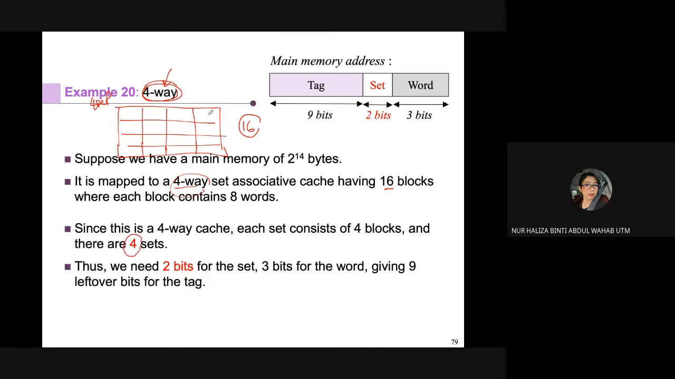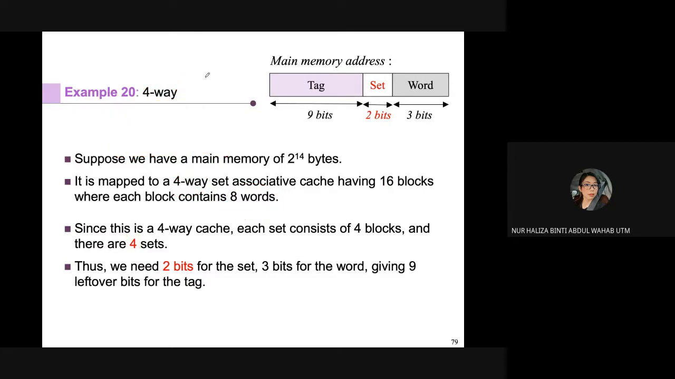I have 4 words inside. I have 4 blocks inside because it is 4-way. And the words is given already. It is to the power of 3. See over here? Okay, I will explain it again.